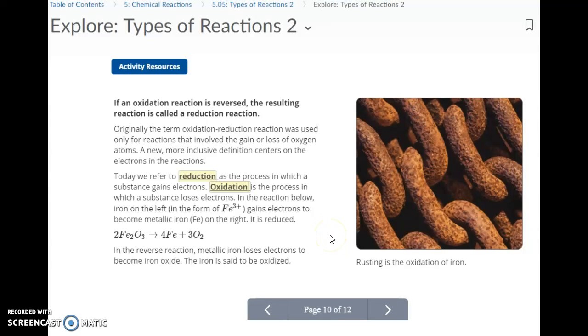In the reaction below, iron on the left, in the form of iron plus 3, gains electrons to become metallic iron, Fe, on the right. It is reduced because now it is neutral. The charge went from +3. It gained how many electrons? 3. And now it has a charge of 0. In the reverse reaction, metallic iron loses electrons to become iron oxide. The iron is said to become oxidized.